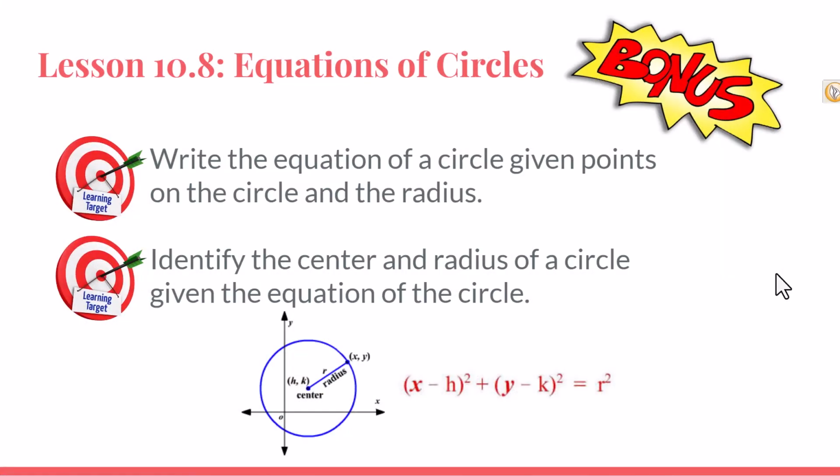Lesson 10.8, Equations of Circles. Bonus notes. We're going to continue with what you saw in the last recording and talk about how you can write an equation in the form for the equation of a circle if it's in general form instead of standard form. Let's take a look.